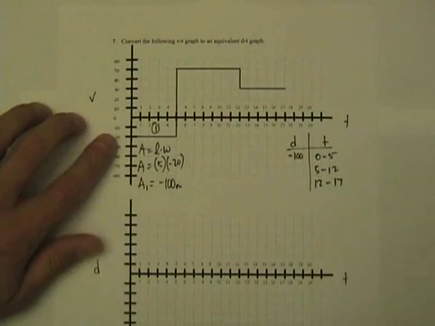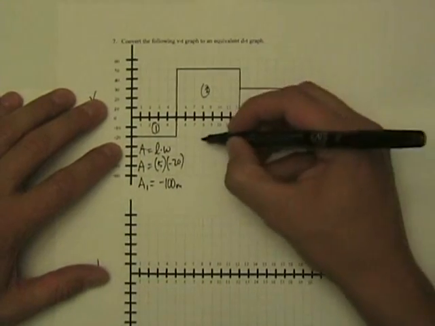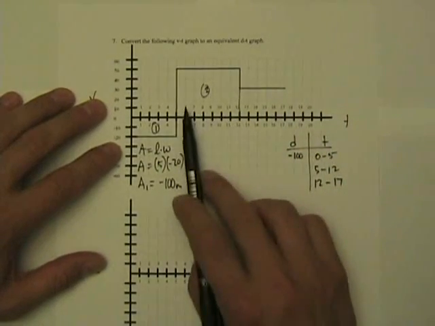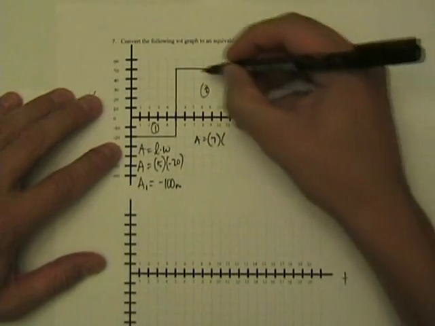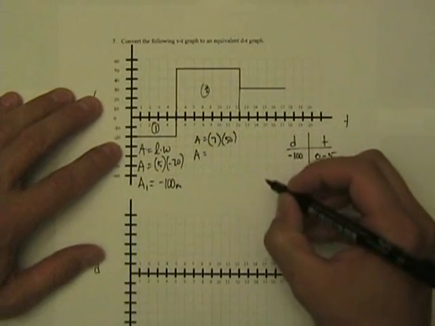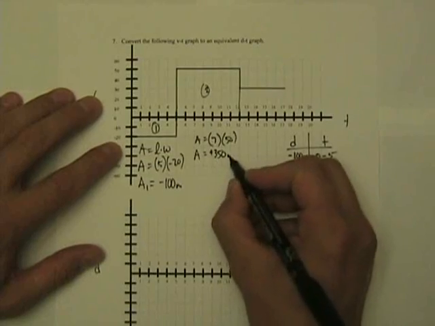Okay, for our second, we're going to find this right here. That's going to be length times width. That is from 5 to 12, so that's going to be 7, and up to positive 50. So that area is going to be 7 times 50, positive 350 meters.